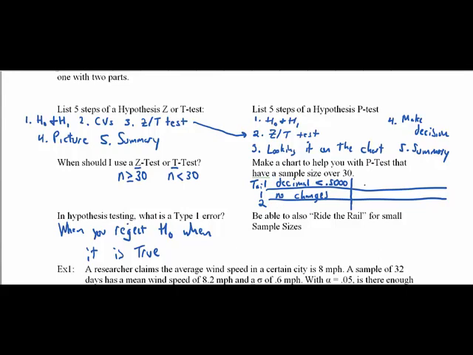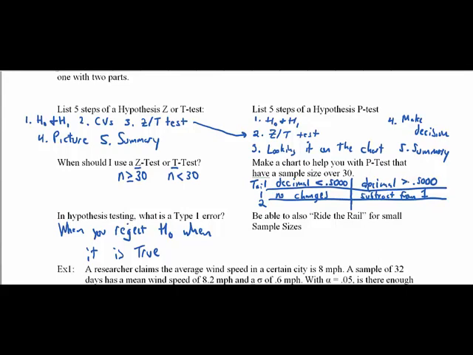Now, if your decimal is greater than 50%, which is most of the time when you do these problems, you're going to have to subtract from 1. So let's say, for example, you end up with a percentage of 98%. Once you subtract it from 1, that's 2%. And 2% is usually less than your alpha, so you would reject the null hypothesis. Otherwise, you would not reject the null hypothesis.